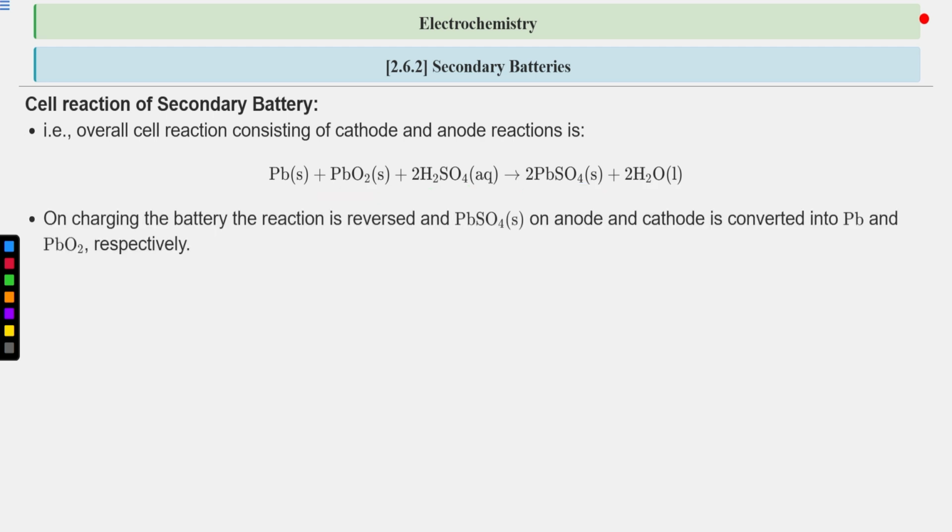On charging the battery, the reaction is reversed and the lead sulfate on the anode and cathode is converted to the lead and lead oxide respectively. Now what will happen if the battery is charging?